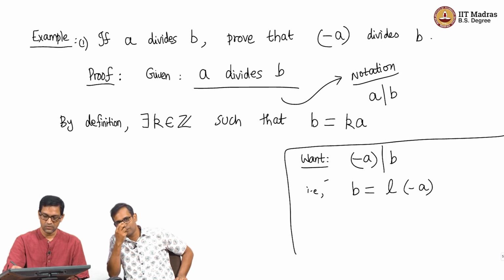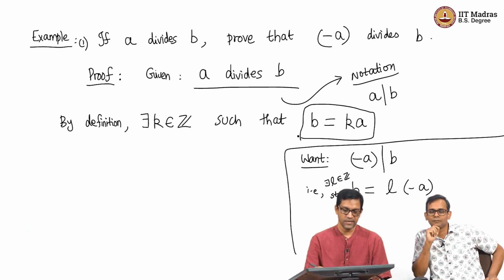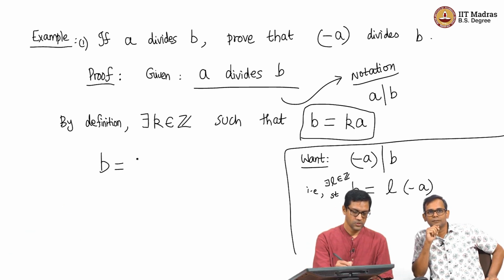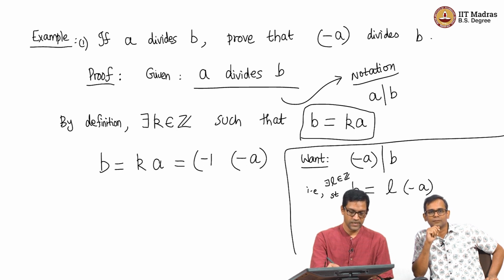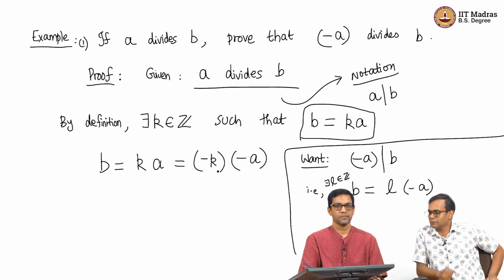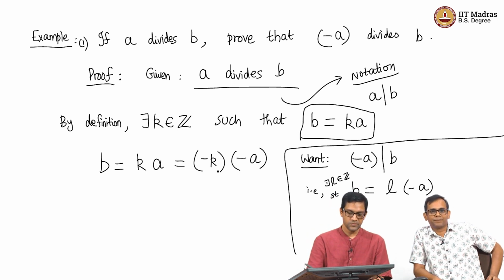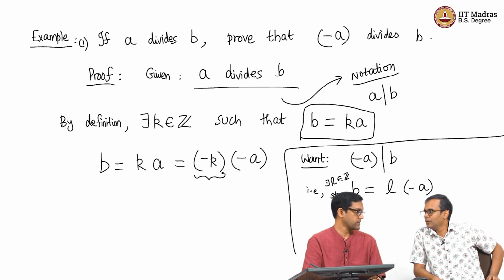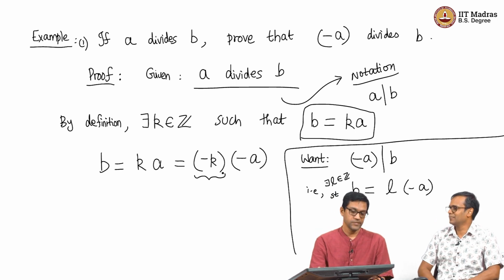Okay, so let me write it correctly. There exists an integer L such that b can be written as L times minus a. Now what we want is to find that integer L. What we have in our hand is what's given, that b can be written like this. So let's see if we can use this to find that integer L. Observe, if b is k times a, then I can also write it as minus k times minus a. So what that tells me is that this number L that I seek can be taken to be minus k. Minus k is also an integer if k is an integer.